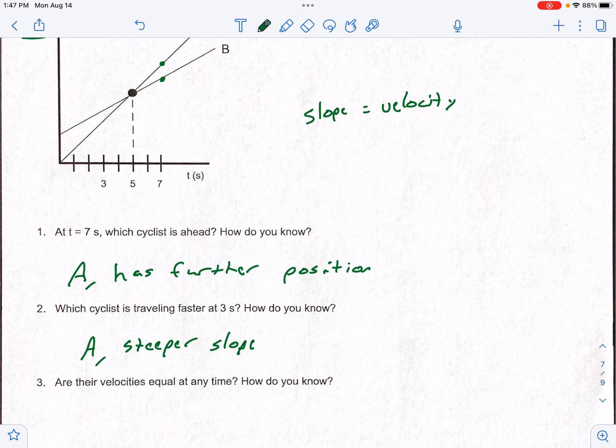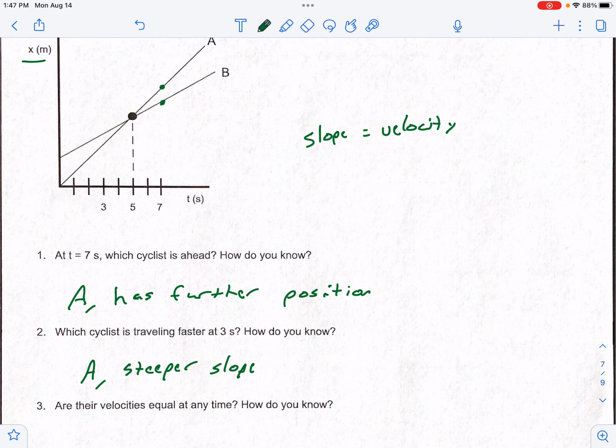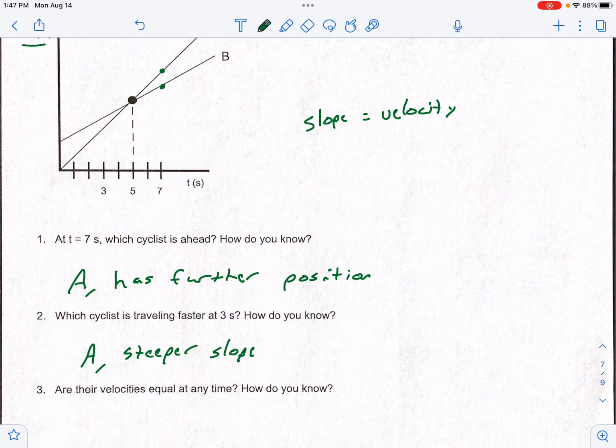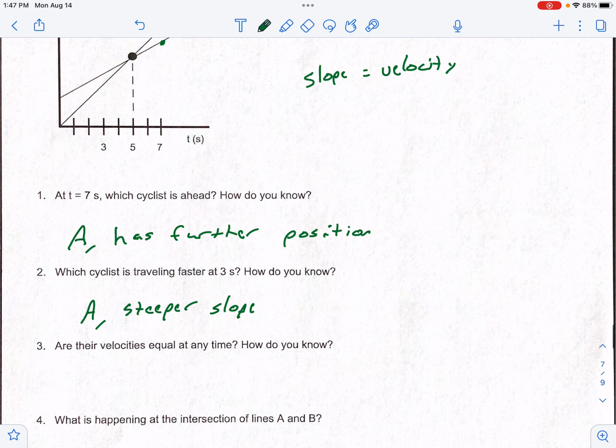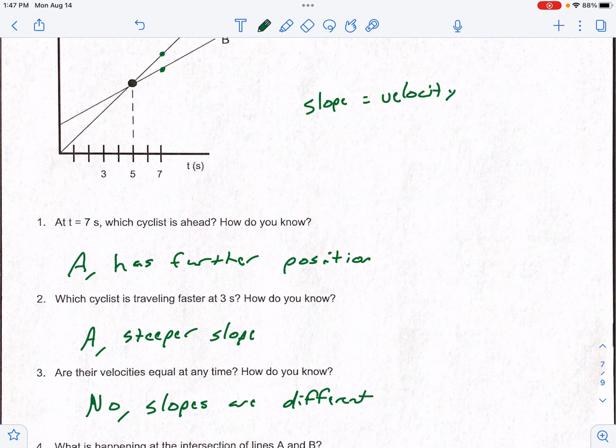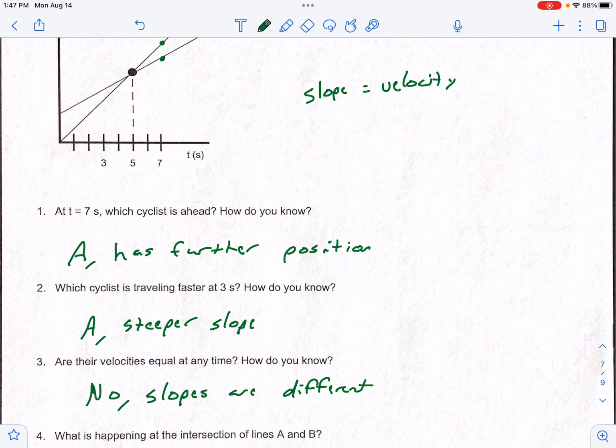Are their velocities equal at any time? How do you know? Well, if their slopes are never the same, and in this case they're not, you're not going to have the same velocity. So no, their slopes are different. So in that entire graph, they will never have the same velocity ever.